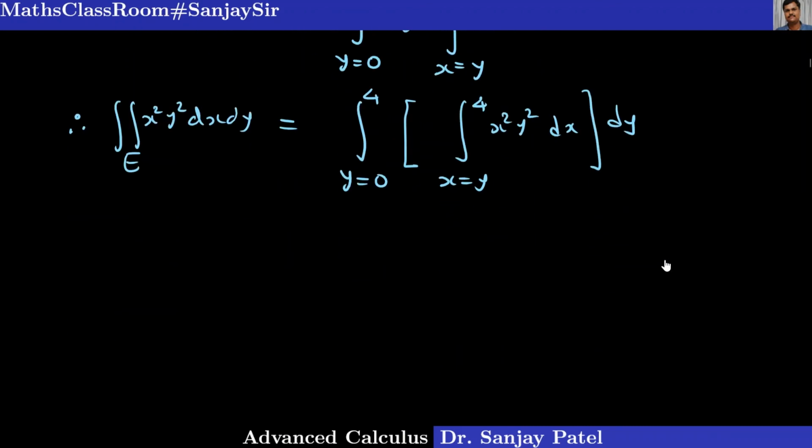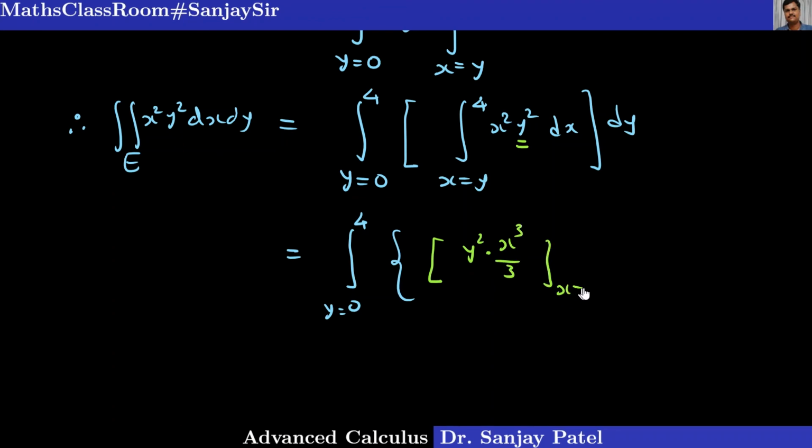Okay, so this is equal to the integral from y equal to 0 to 4, and when you integrate with respect to x first, this y is constant, so y square is constant, so I am writing y square as it is, and the integration of x square is x cube upon 3, and this is to be evaluated from y to 4. Okay, and then we finally integrate with respect to y.